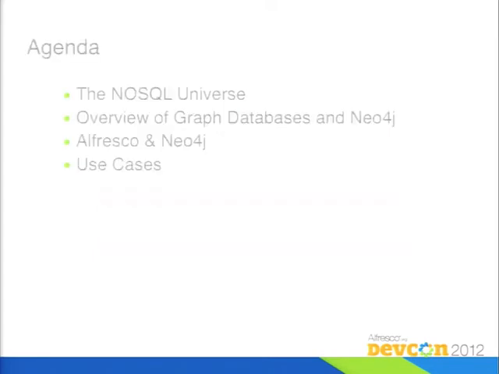So what I want to cover today is an overview of the NoSQL universe, graph databases in general, and Neo4j in particular. Then I want to move to how we can integrate Alfresco and Neo4j, and a few example use cases that we can use with that integration.